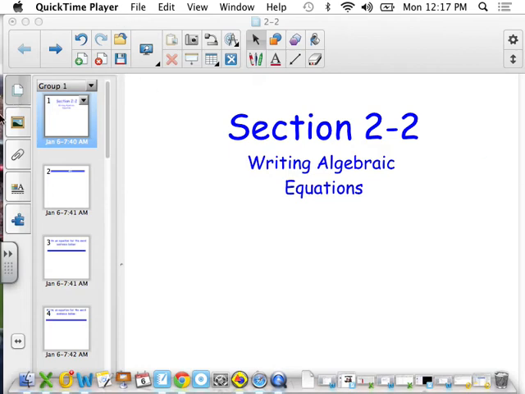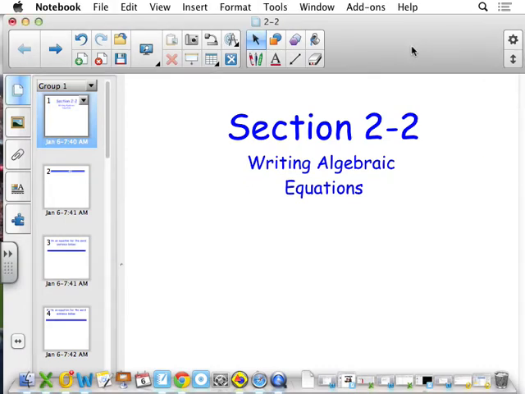Okay, in section 2-1, you learned how to write algebraic expressions, and in section 2-2, you'll learn how to write algebraic equations. Now, the main difference between an equation and an expression is that an equation has an equal sign, whereas an expression does not. So the main difference is that you'll be writing sentences that include equal signs.